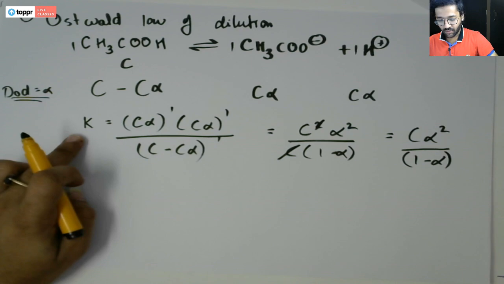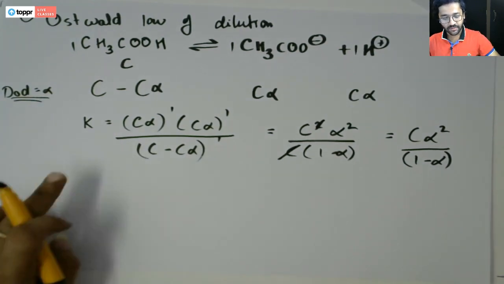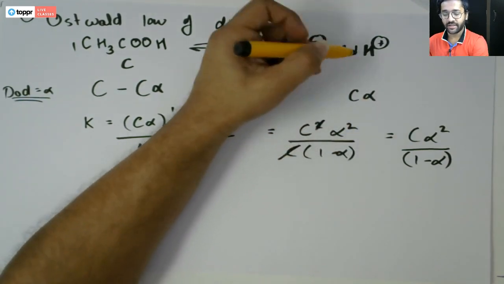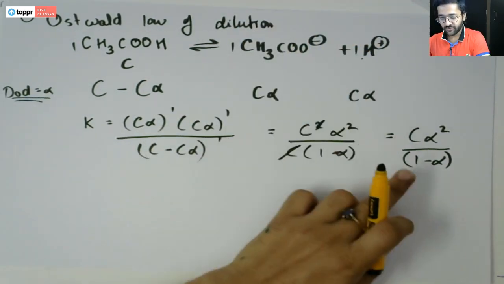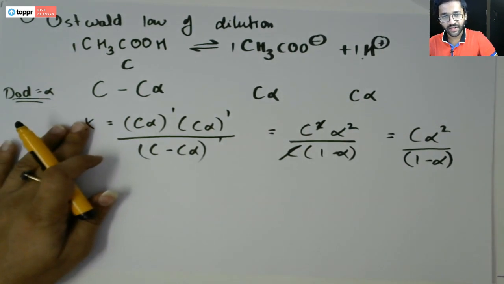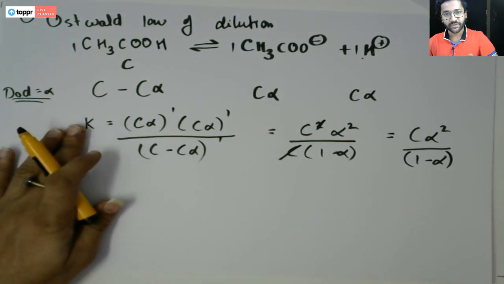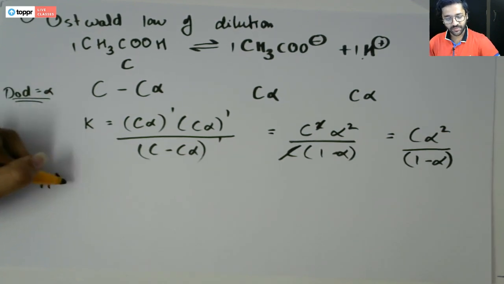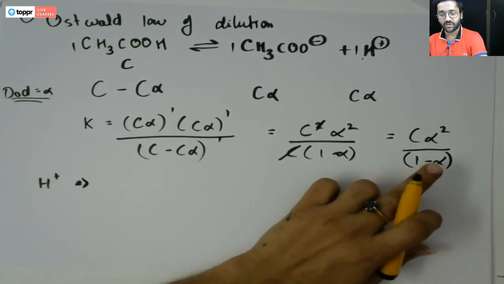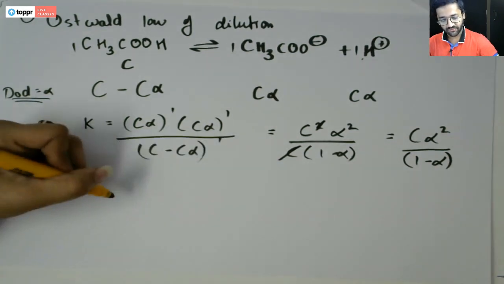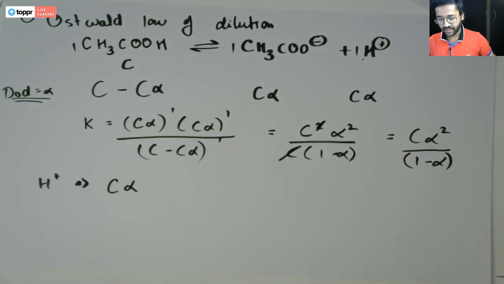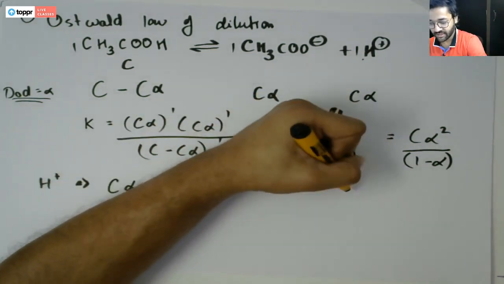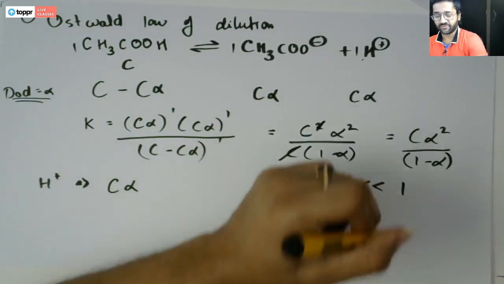So now, let's assume that I am given K. We know that H plus is C alpha. From here we can calculate alpha, and then we can calculate C alpha, which is the H plus. So the H plus ion concentration can also be calculated from these kinds of problems, which will be just C alpha, right? Here I am just assuming that alpha is negligible, that is alpha is very much less than 1.